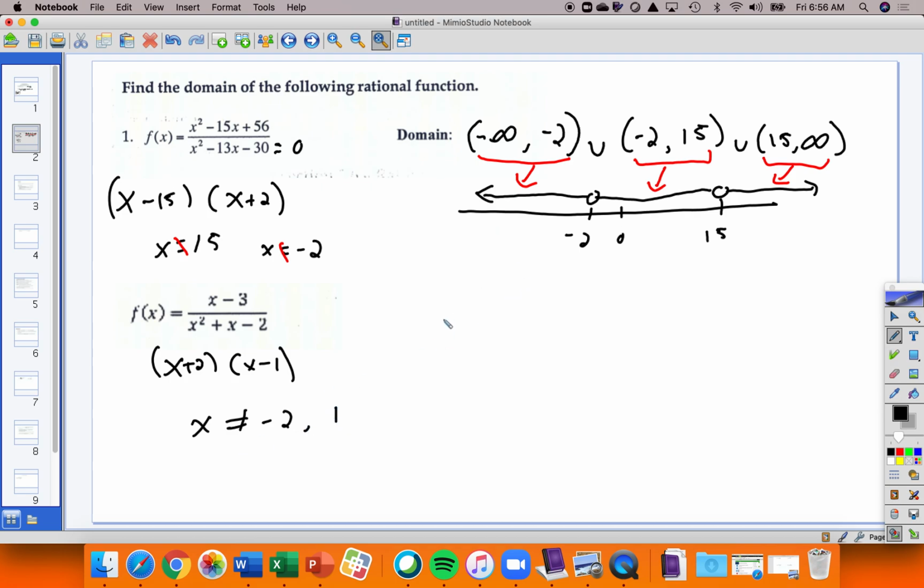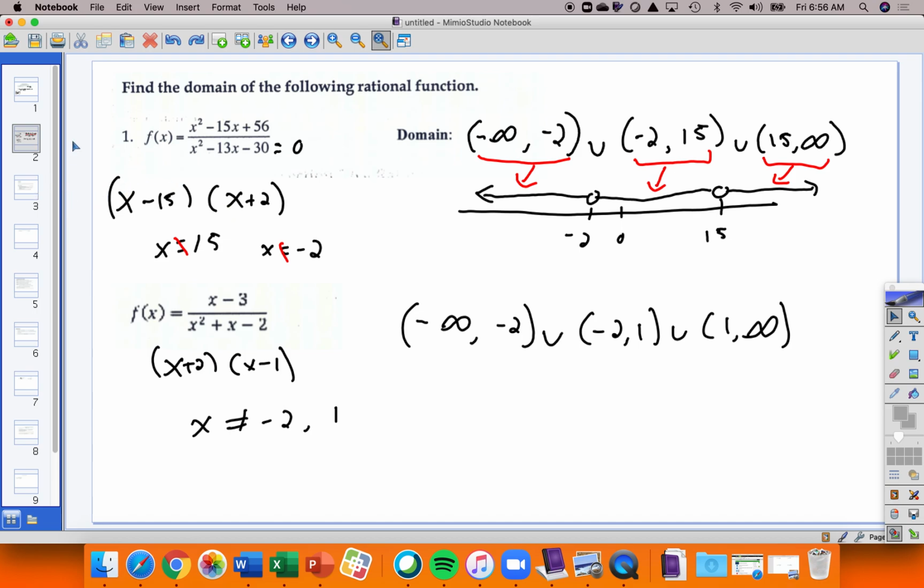Again, for my domain, I can input negative infinity all the way to the smallest value, which is negative 2. I'm going to exclude negative 2, so use a parenthesis, union, and then I have negative 2 to 1, and then I have 1 to infinity. And these are the values I can input, right? We started off by solving what we cannot input, but ultimately the domain is what I am allowed to input. I'm allowed to input anything except for negative 2 and 1.